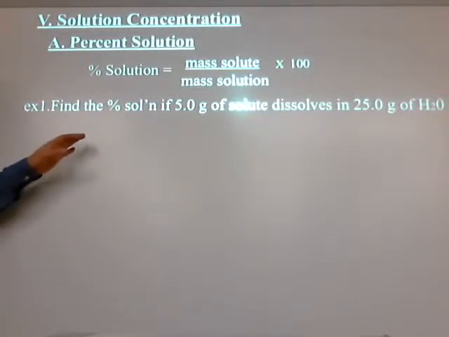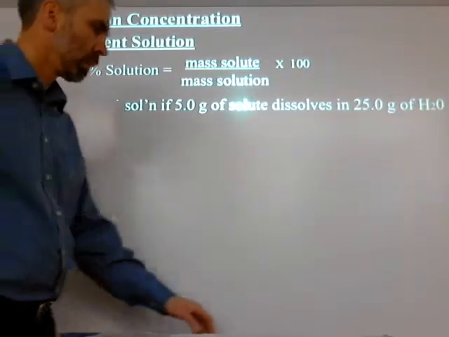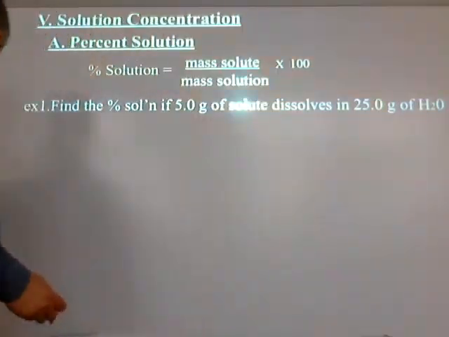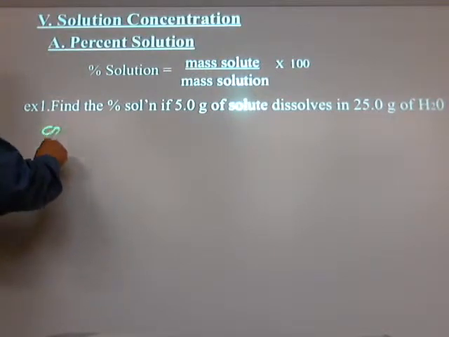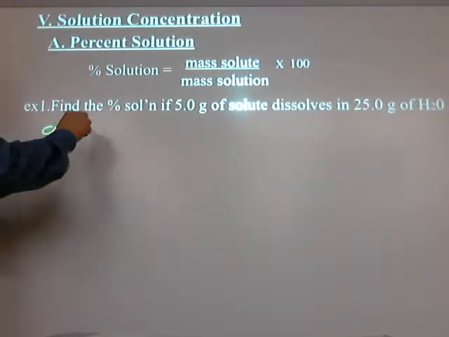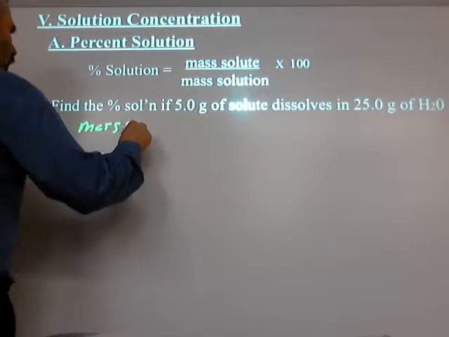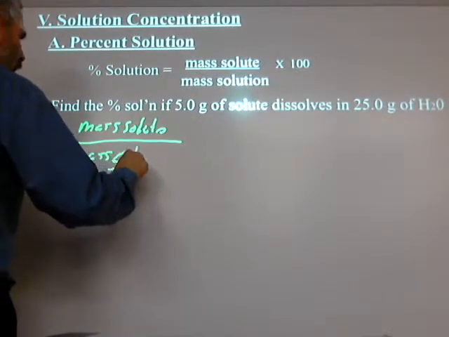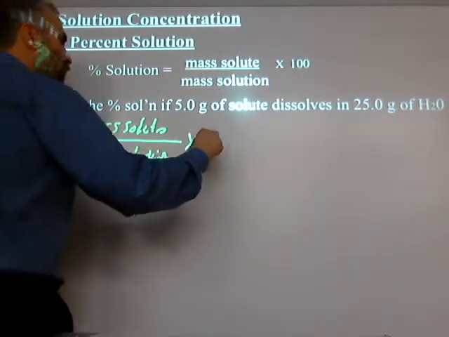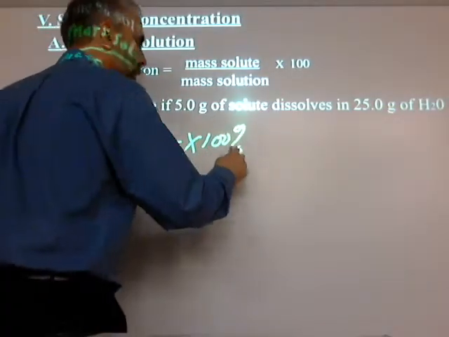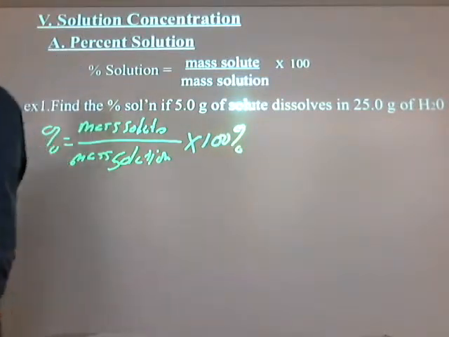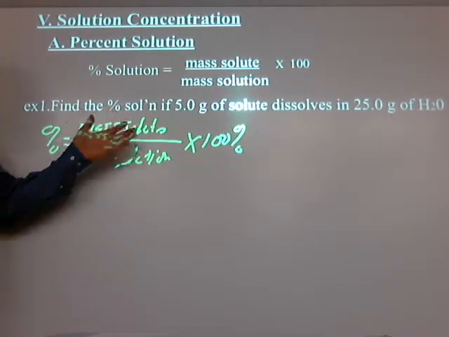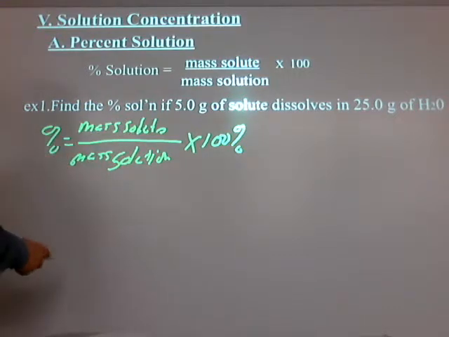What will people do at this point that is a mistake? Well, let's write the equation down. Percent solution is going to equal the part over the whole, the mass of the solute over the mass of the solution times 100%. What's my obvious mass of the solute? It tells it to you right there.